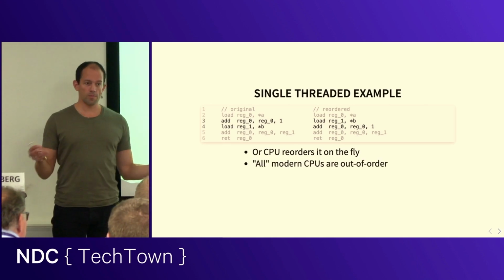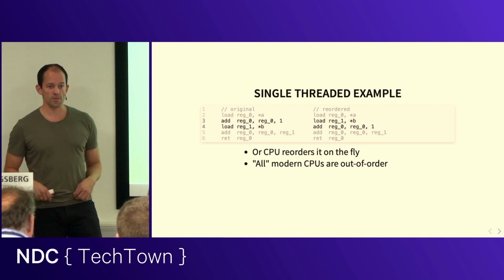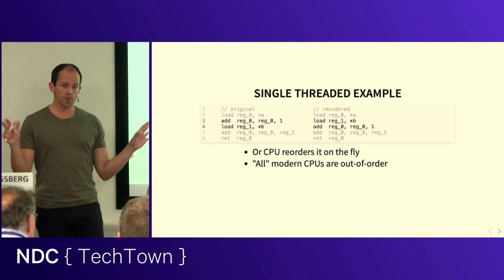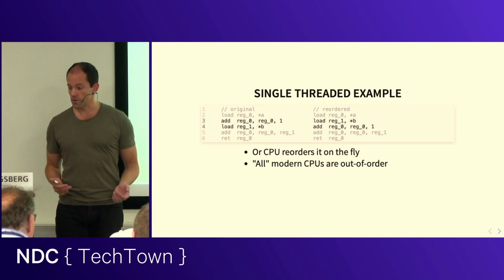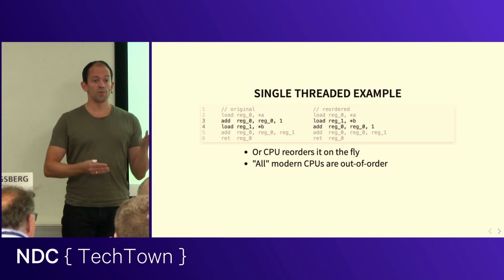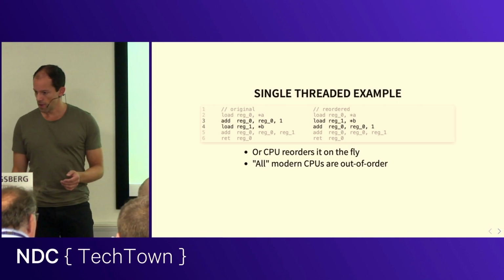So all modern CPUs, basically, maybe some of you are working on some very tiny stuff that doesn't do this, but all normal CPUs for desktop stuff and mobile phones and whatever, they are out of order. That means they will reorder your instructions as the program is running, after it's been compiled.